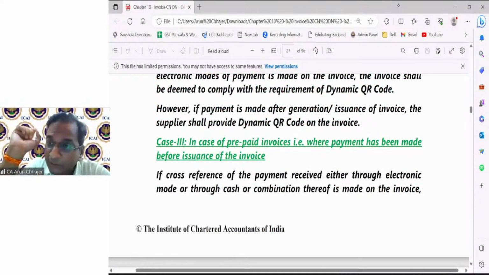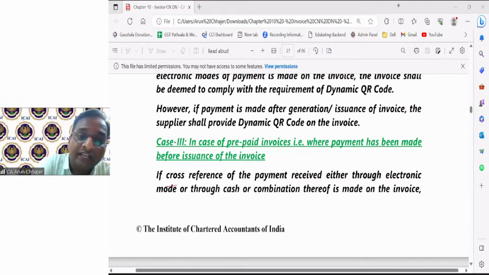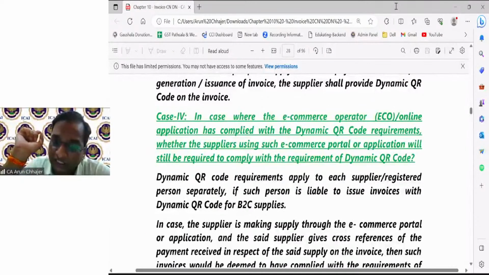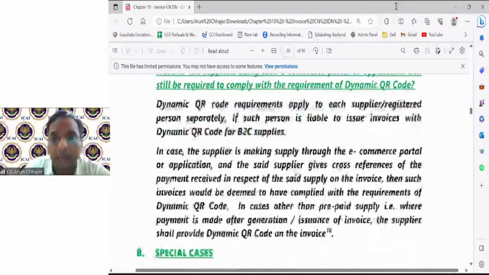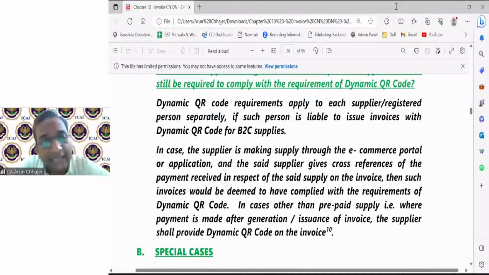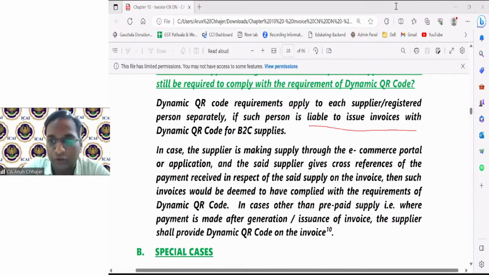Case 3. In case of a prepaid invoice, the payment has been made before the invoice. Again, same point: if the cross-reference of the payment is given, will the supplier using such an e-commerce portal or application still be required to comply with the requirement of the dynamic QR code? The dynamic QR code requirement applies to each supplier or registered person separately, if such person is liable to issue an invoice with a dynamic QR code for a B2C supply.